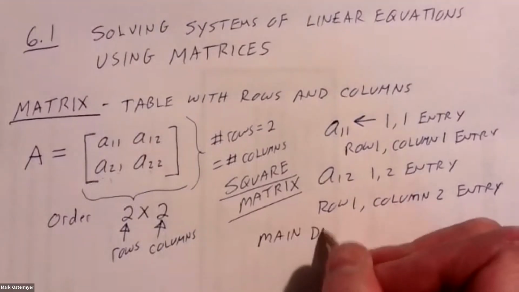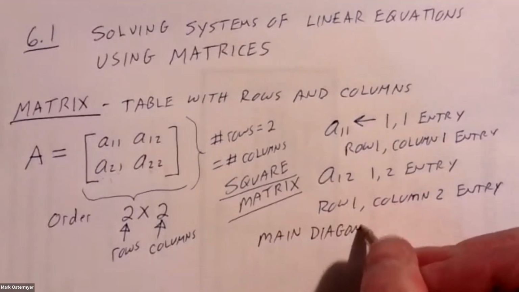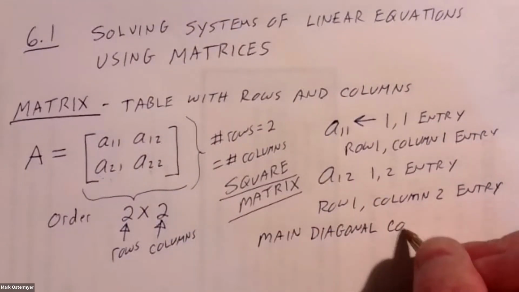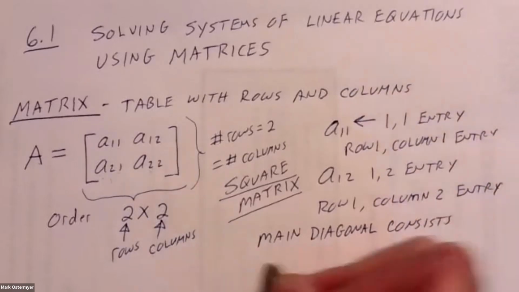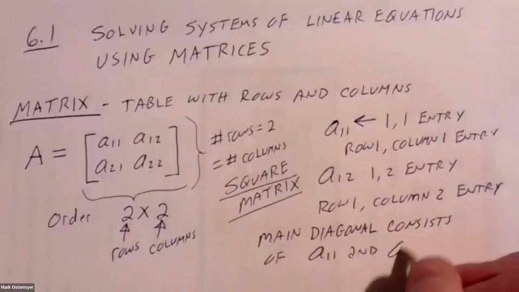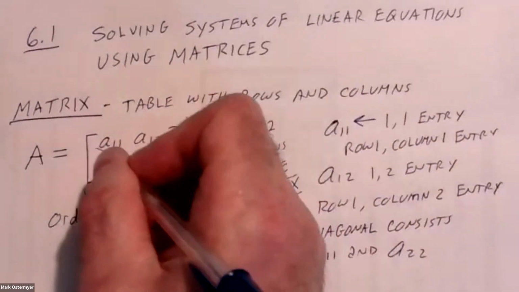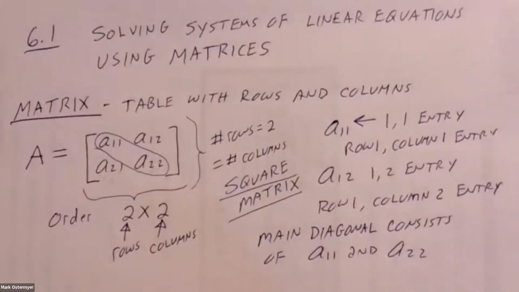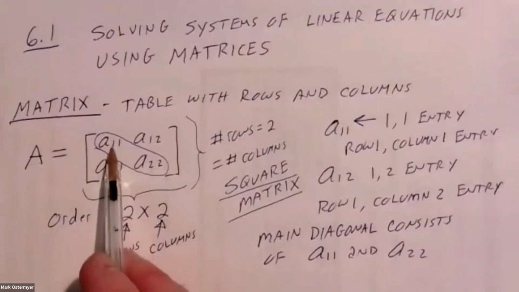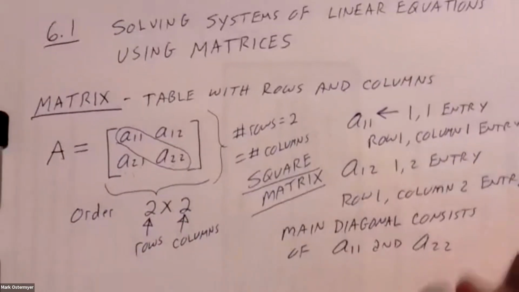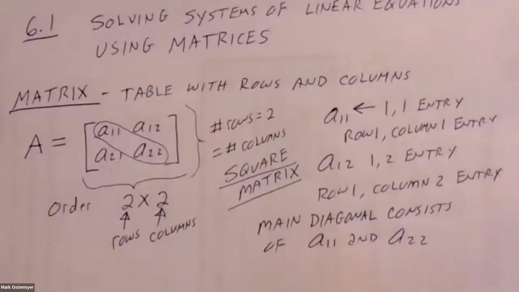We say that the main diagonal of this matrix consists of the entries, the 1, 1 entry and the 2, 2 entry. So we call this the main diagonal of our matrix, which consists of the 1, 1 and the 2, 2 entry. Okay. All right. Any questions so far here? A little bit of matrix terminology.